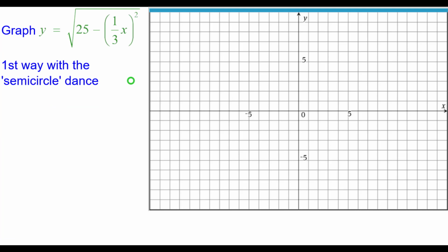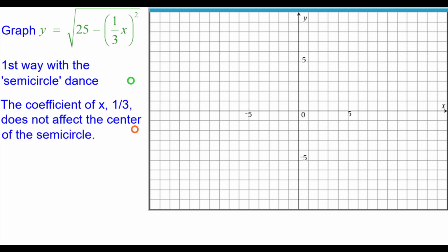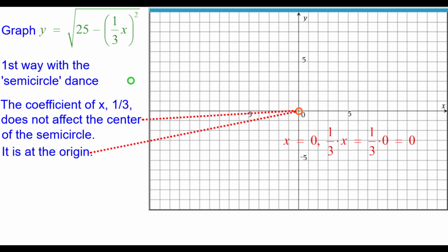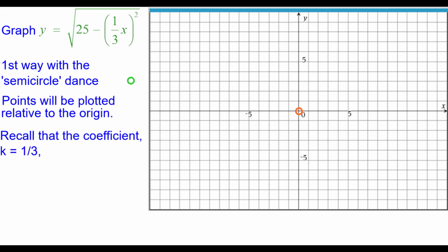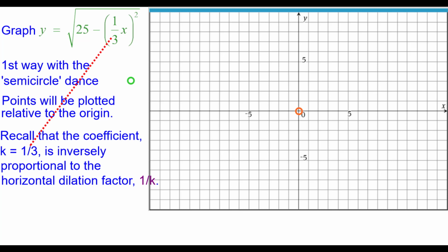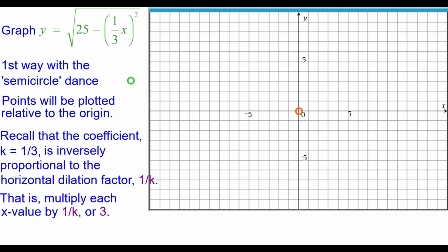The first way is with what we call the semicircle dance. The coefficient of x, which is 1/3, does not affect the center of the semicircle. When x is 0, 1/3 times 0 is still 0. So the center will be at the origin. Also recall that the coefficient, k equals 1/3, is inversely proportional to the horizontal dilation factor. That is, we multiply each x value by the reciprocal of 1/3, which is 3.